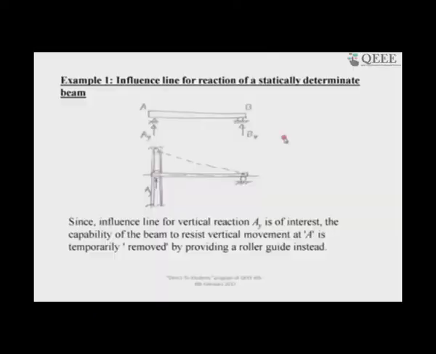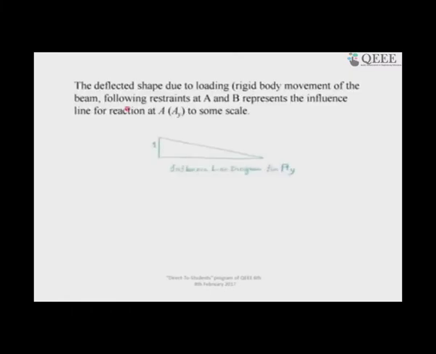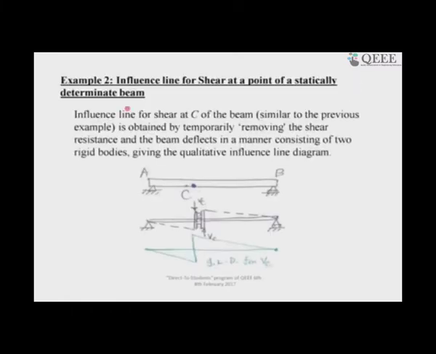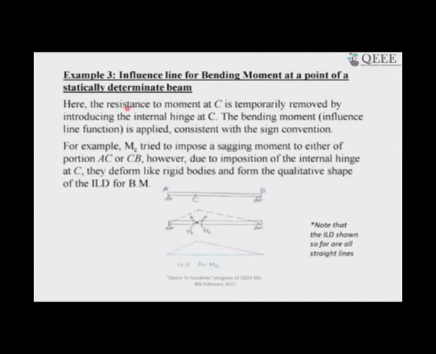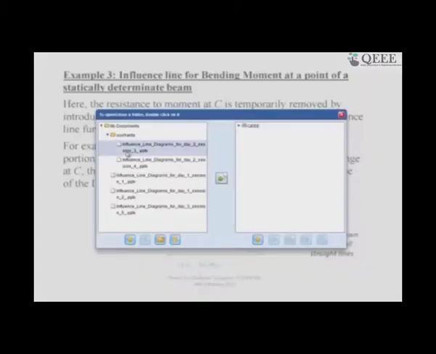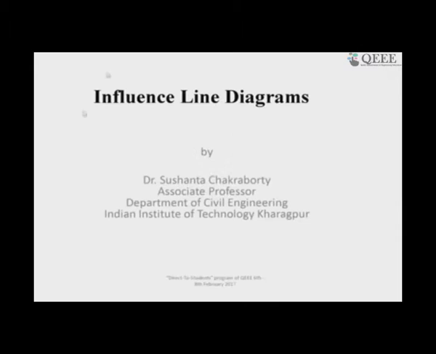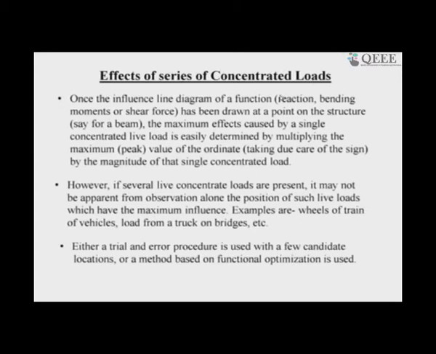Next is the qualitative influence line, the Müller-Breslau principle. You know that if we remove the action and then put it back, how it actually deflects gives the qualitative shape of the influence line. So, you can see that for reaction, shear and bending moment the influence line shape exactly matches. And then day 2, session 3, we have the concentrated load effects.